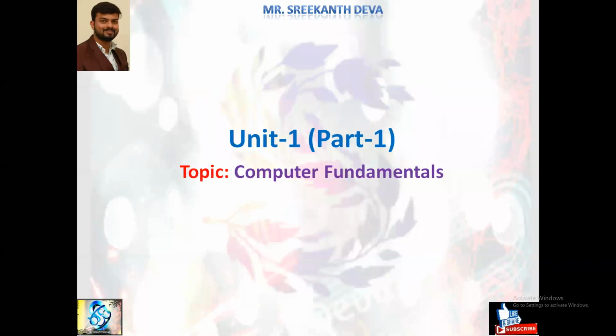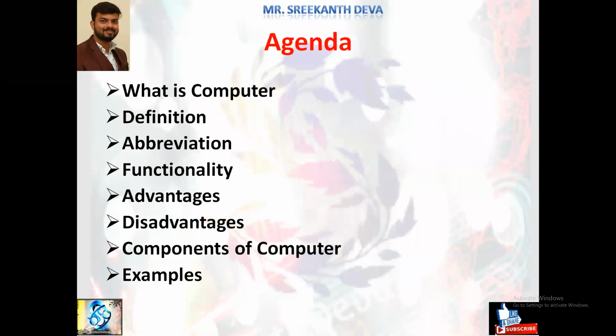Today we are starting Unit 1 Part 1. The topic is Computer Fundamentals. The agenda of this session is to discuss in detail what a computer is, its definition, abbreviation, functionality, advantages, disadvantages, and basic components of a computer with examples. Okay.